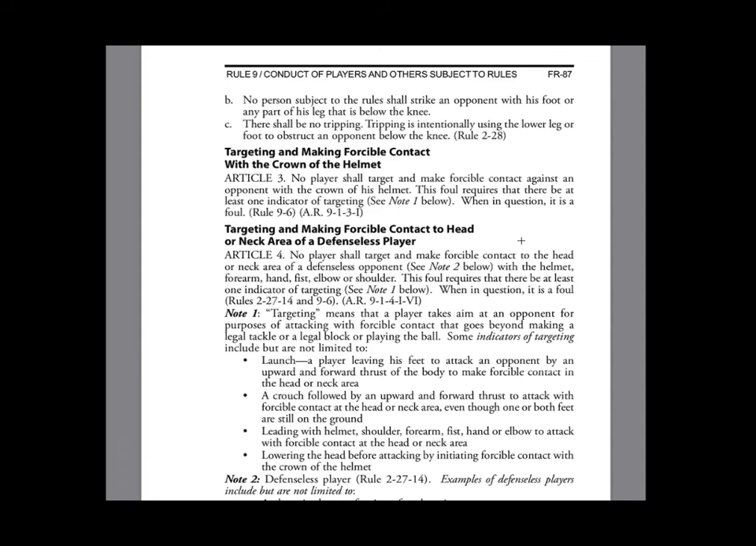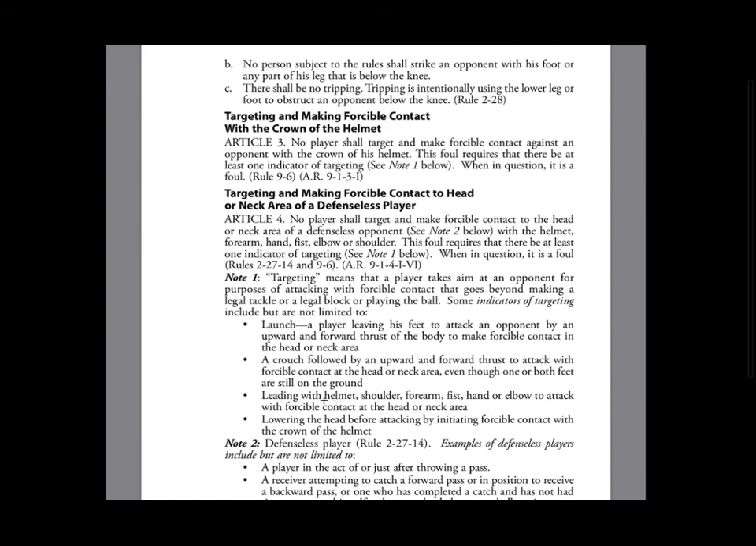The crown of the helmet begins where the face mask ends and the opening closes, where it meets the helmet, all the way up to the very top of the helmet. So it's not just the very top. If you initiate forcible contact to an opponent anywhere on their body with the crown of your helmet, that is a foul for targeting. Indicators, but not limited to, would be a launch, a crouch, leading with the helmet, shoulder, forearm, fist, hand, or elbow, or attacking with forcible contact to the head or neck area, or lowering the head before attacking.